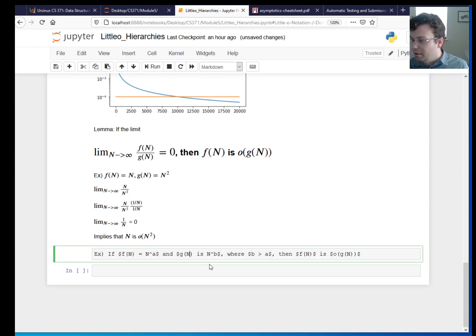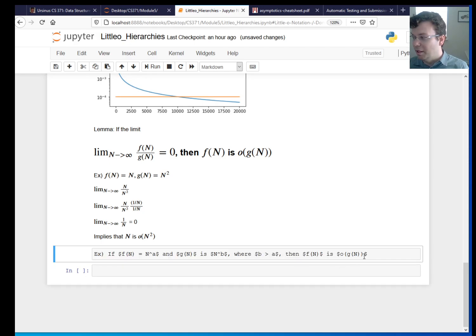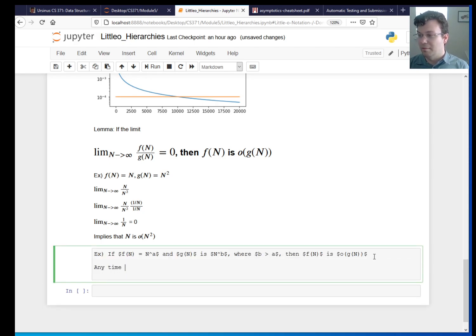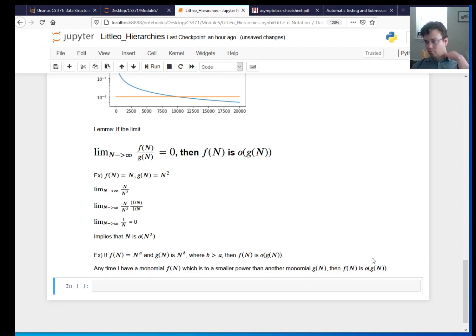So in other words, this is kind of crazy. Sometimes people hate notation like this. It kind of obscures the meaning. In English, what this is saying is anytime I have a monomial f(n) which is to a smaller power than another monomial g(n), then f(n) is little o of g(n). So you could prove this in a very similar way.